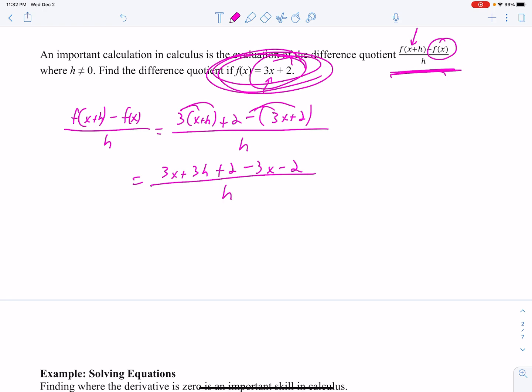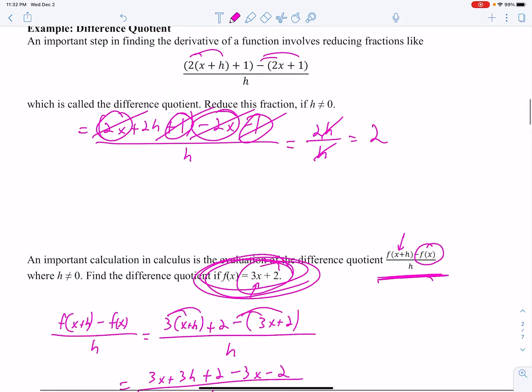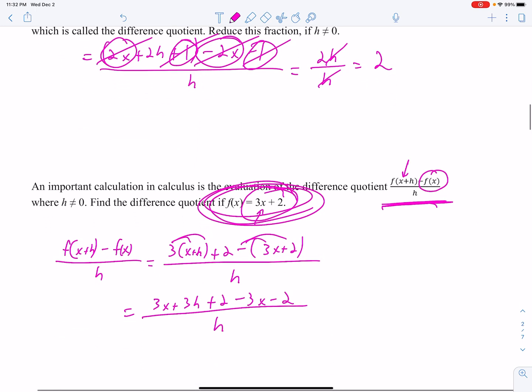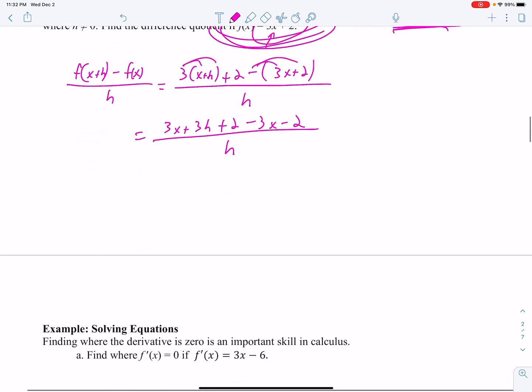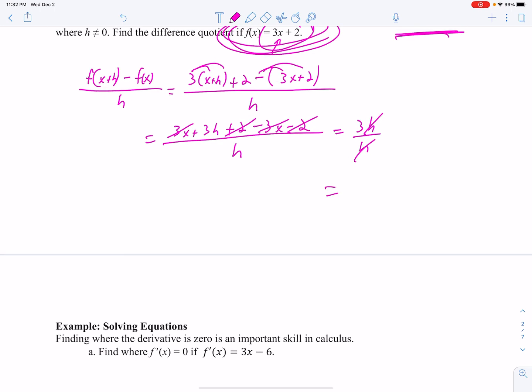And every time you do this, if you do it correctly, just like on the last one here, notice you should end up with your numerator only having h terms in it. If you have x's left or constants with no h, something's wrong, you got to recalculate. You should always end up with only things attached to an h in your numerator if you do this right. And this one works, right? 3x minus 3x, 2 minus 2. All we're left with is 3h over h. The h's reduce away. Don't say cancel, they reduce away. And your answer is 3.